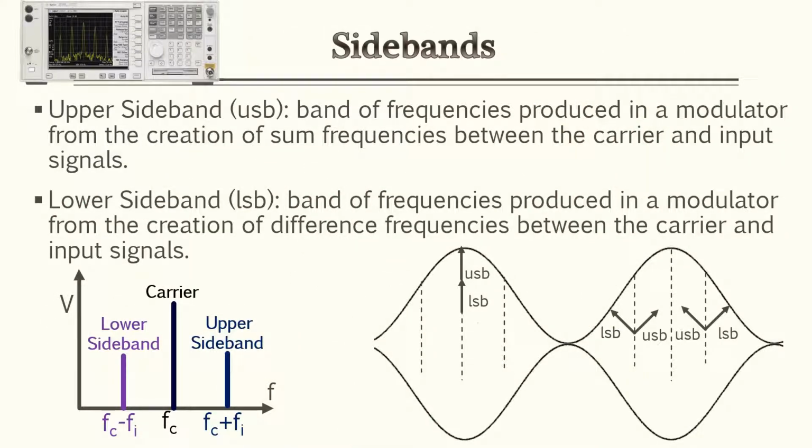A very important fact about amplitude modulation are the sidebands. There's an upper and lower sideband. The upper sideband is the band of frequencies produced in a modulator from the creation of a sum of frequencies between the carrier and the input signal. And the lower sideband is the same thing, just the differences of frequencies between the carrier and input signal. And we have an illustration below that represents how it would look on a spectrum analyzer. You would see the carrier wave be the tip of the spike, and then you have the lower and upper sideband be the sides of it. And we're going to go over more of how to calculate the upper and lower sideband.